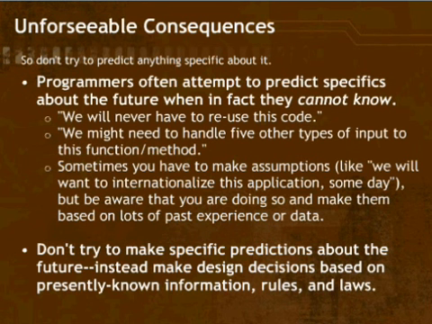One of the greatest mistakes that programmers make is attempting to do this when they, in fact, cannot actually know those things. They say things like, we will never have to reuse this code. Well, you might or you might not. You don't know that. You shouldn't make your design decisions based on that prediction. They say, we might need to handle 5 other types of input to this function or method. You might, or you might not. Why would you make a design decision based on you might need to?